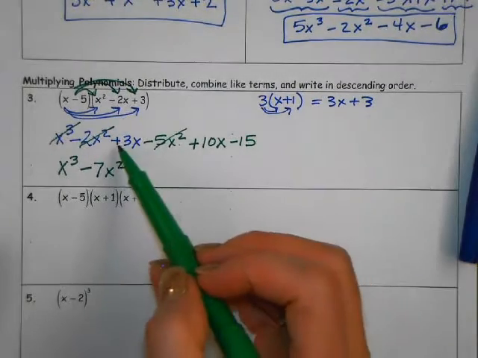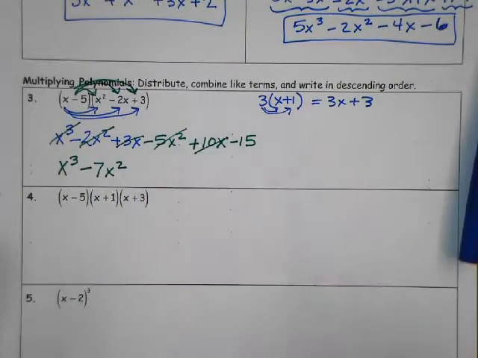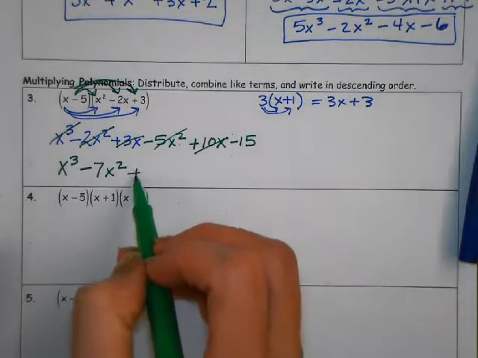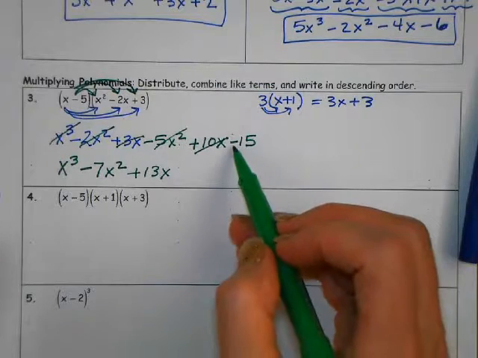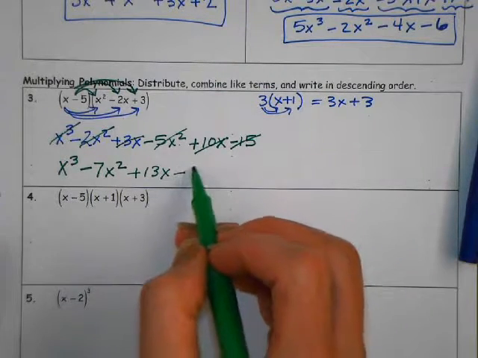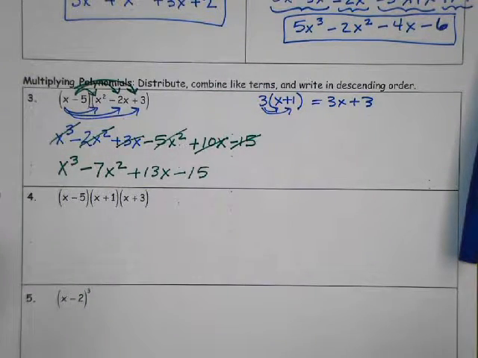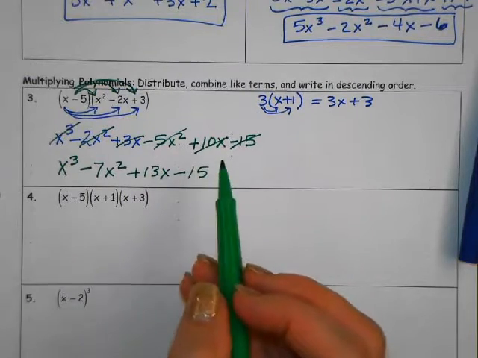Then I take a 3x and I add it to a 10x. What do I get? Plus 13x. And then I go down and I just have negative 15 for a constant, minus 15. And that would be my answer.